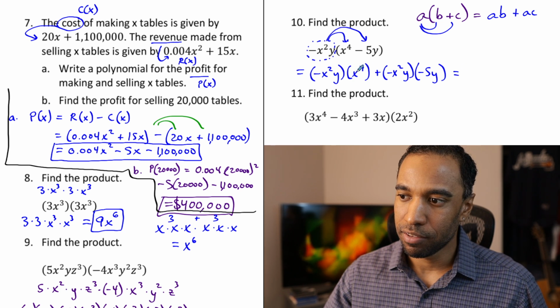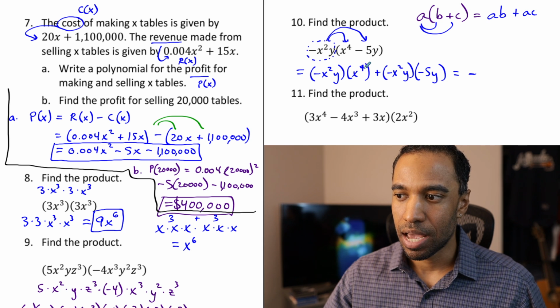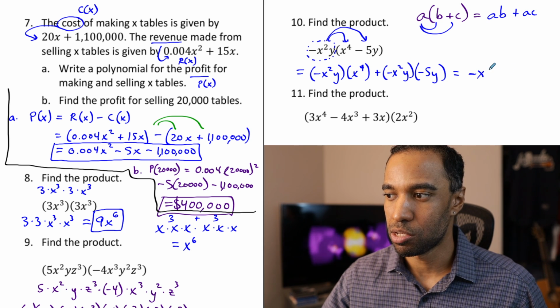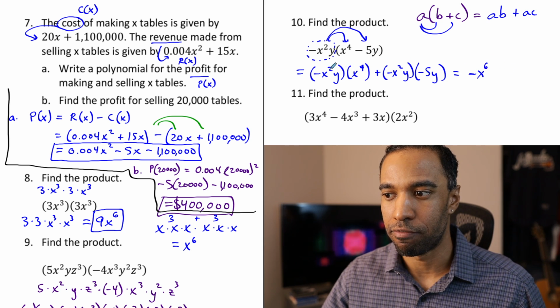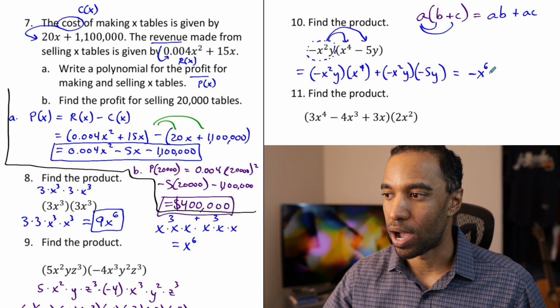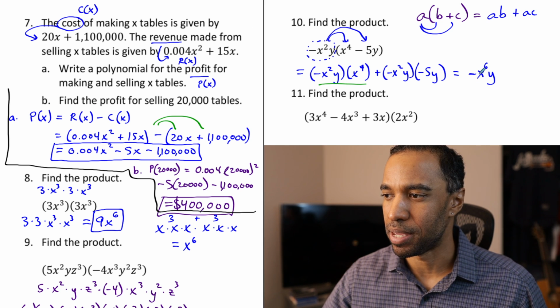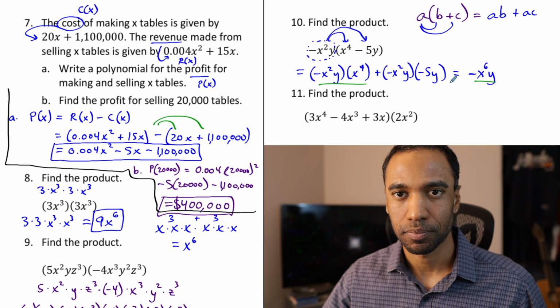Notice this is a negative times a positive, so I know this part will be negative here. X squared times x to the 4th is x to the 6th. Doesn't matter if one was negative, one was positive. The exponents themselves are positive. 2 plus 4 is still 6. And then there's a y in that term. So this turned out to be negative x to the 6th y.